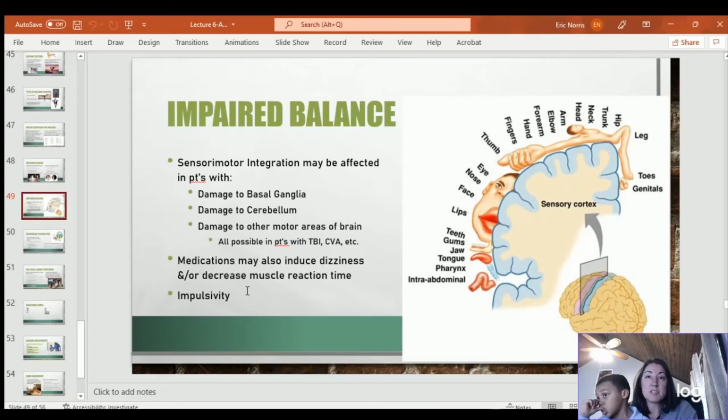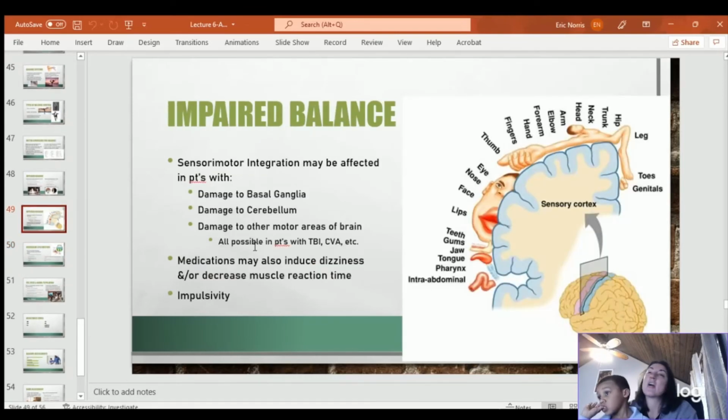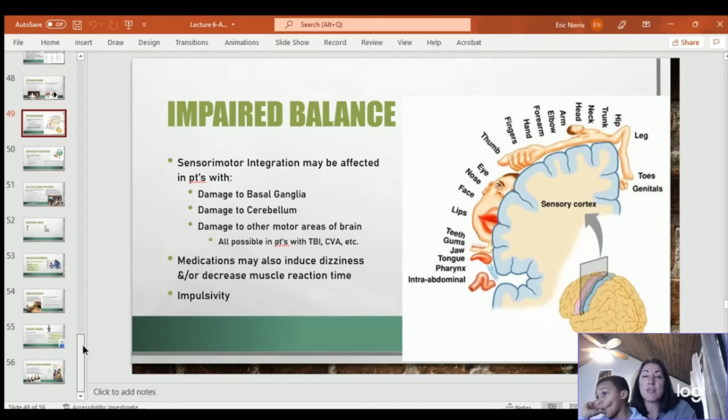And then impulsivity. A lot of times patients who have had a brain injury or any neurological issue will be impulsive, which means they don't think it through. They just automatically respond to whatever comes up in their brain. And that can obviously decrease balance, and awareness of balance deficits is needed for somebody to be more cautious.